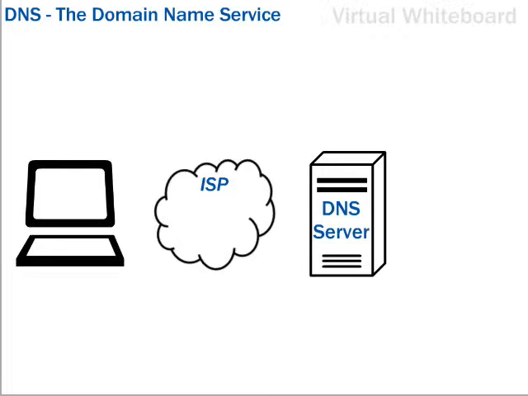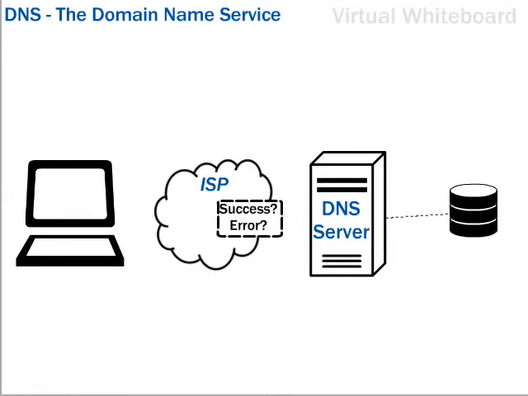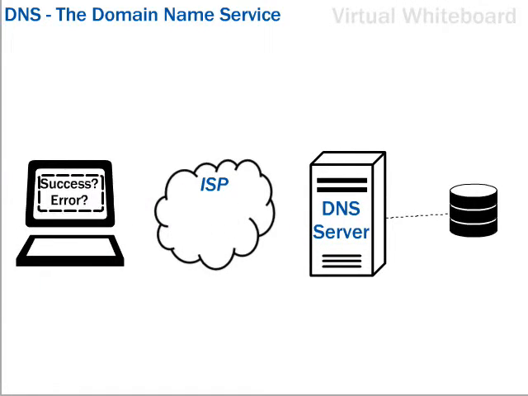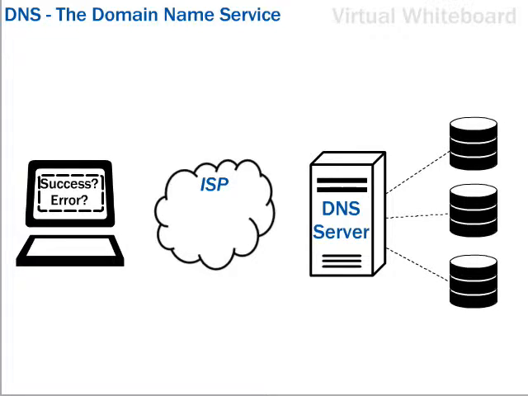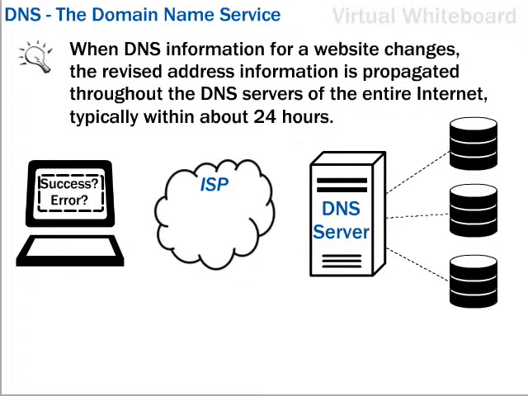When you request a web page by its domain name, your Internet service provider submits that domain name to a DNS server. The DNS server then tries to look up the database entry associated with the name and obtain the corresponding IP address. If it's successful, you are connected to the site. Otherwise, you receive an error. The many DNS servers around the Internet are connected together into a network that constantly updates itself as changes are made. When DNS information for a website changes, the revised address information is propagated throughout the DNS servers of the entire Internet, typically within about 24 hours.